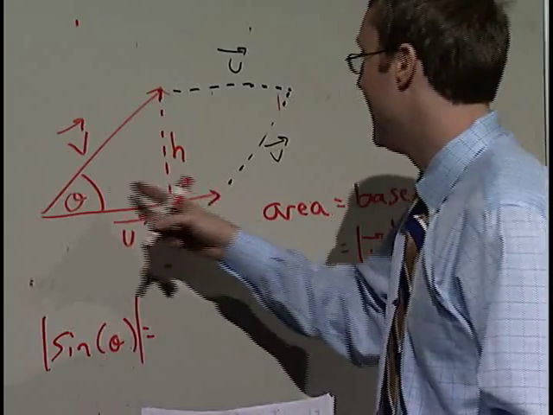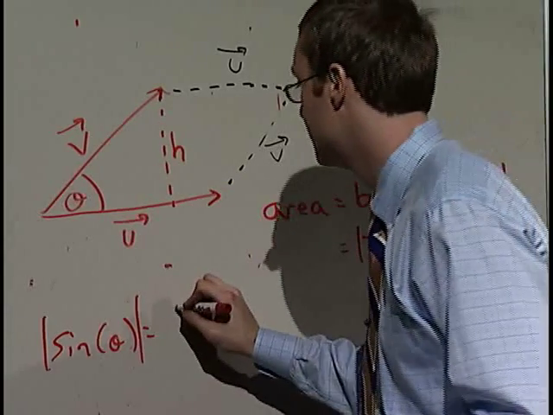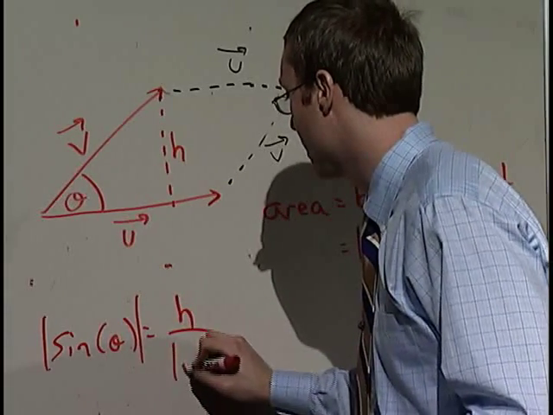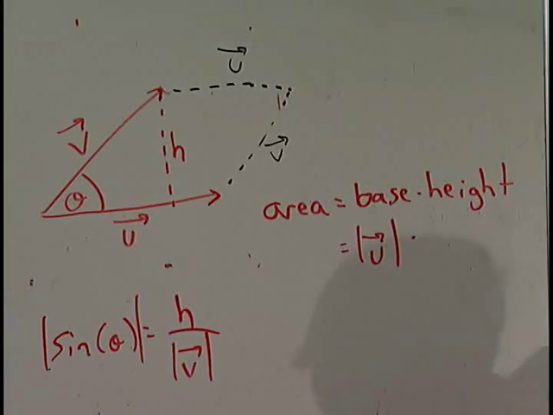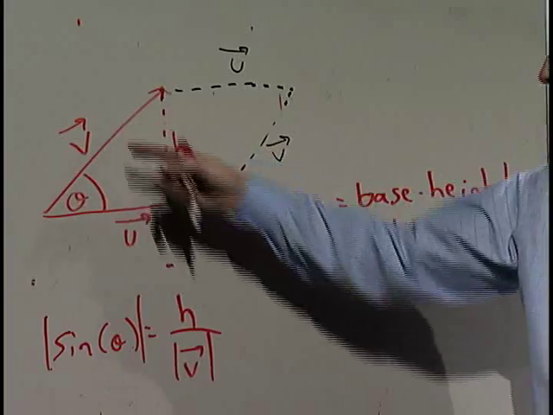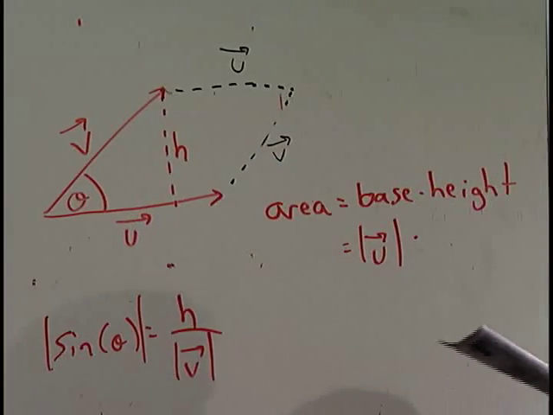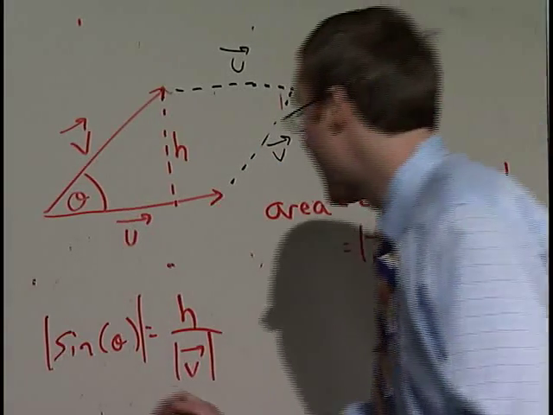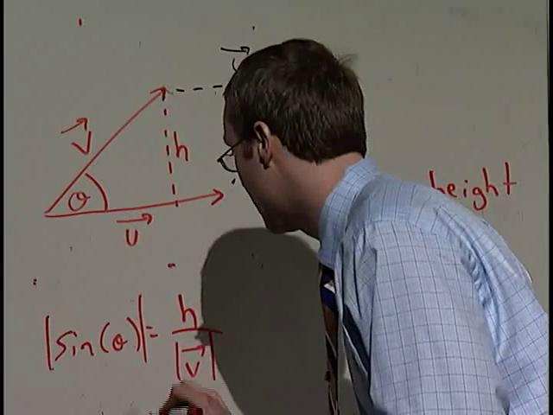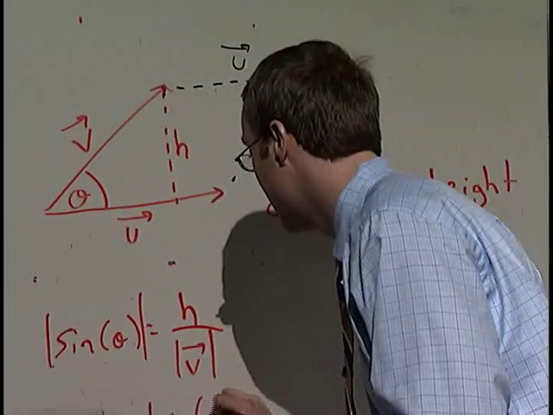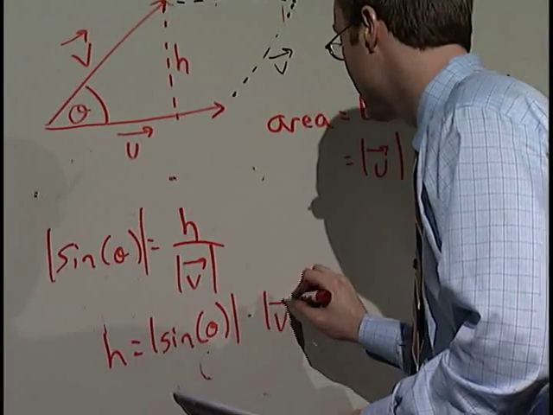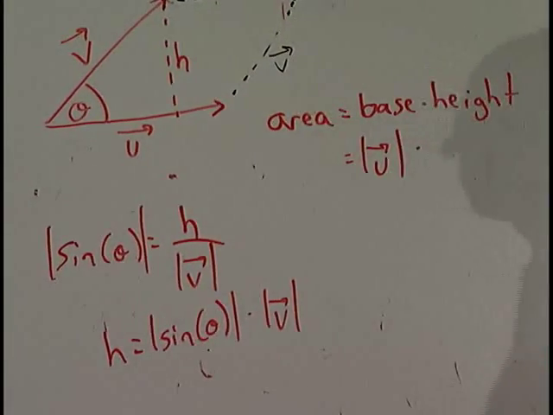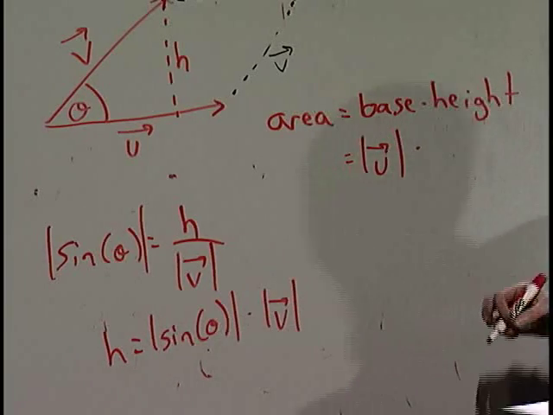So it would be opposite over hypotenuse, so it's going to be h over the length of v, because there is the opposite and there's the hypotenuse over there, right? Okay? And so we can move that around, and we can say that h equals absolute value sine theta times absolute value of v, right? And so now we have an expression for the height that involves theta and the length of v.